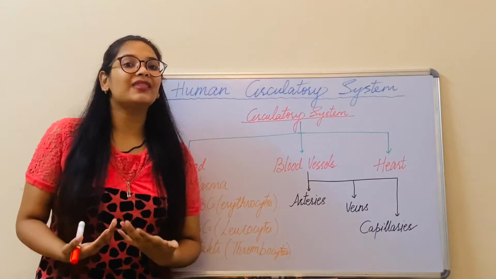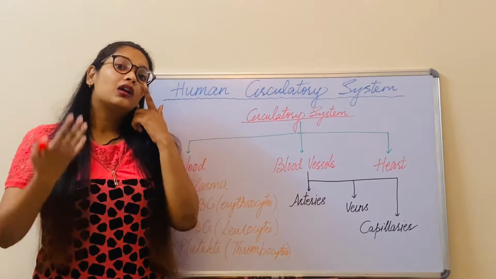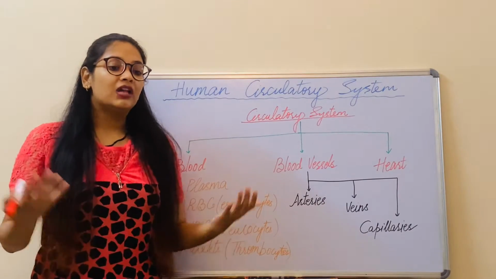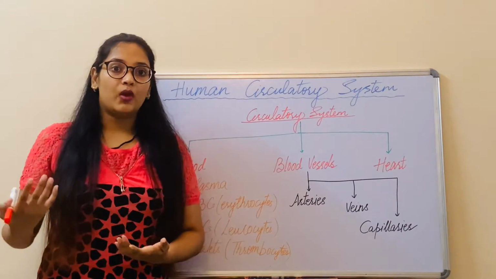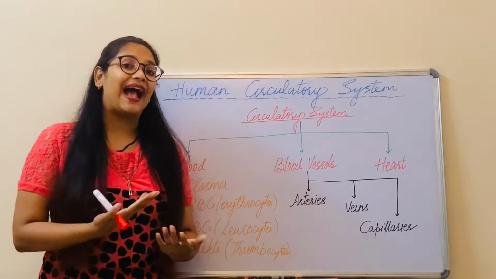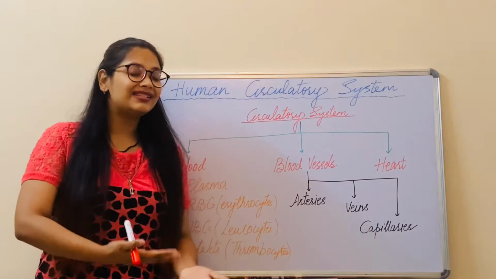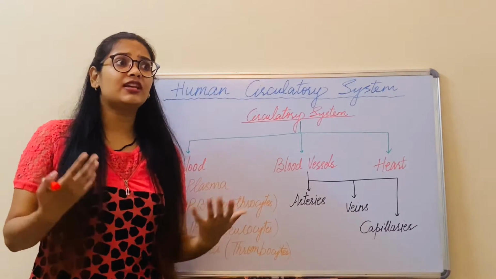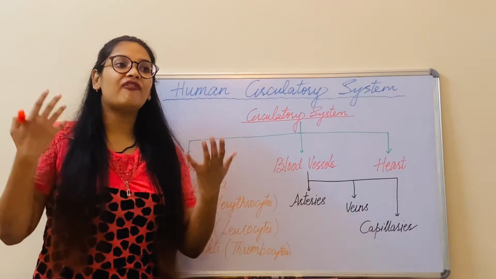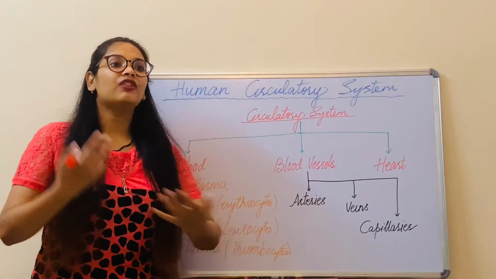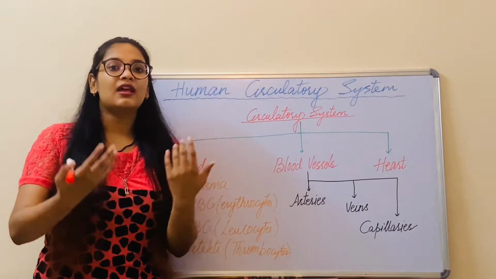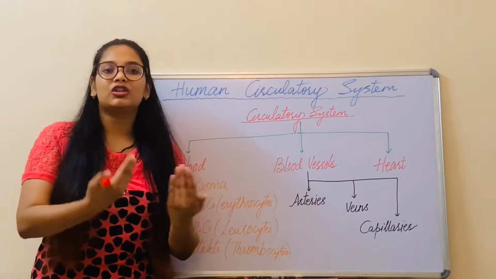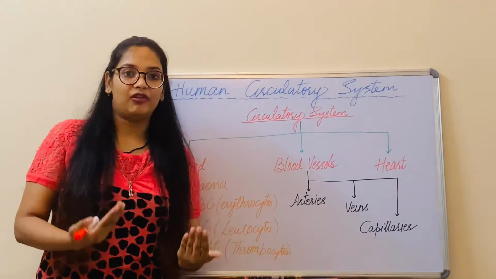To overcome that, we have developed the closed type of circulatory system over time, wherein there are vessels where the circulatory fluid is actually flowing and the cells never really come into direct contact with the fluid. However, there are capillaries which facilitate the diffusion of substances to and from the tissue cells and the circulatory fluid.